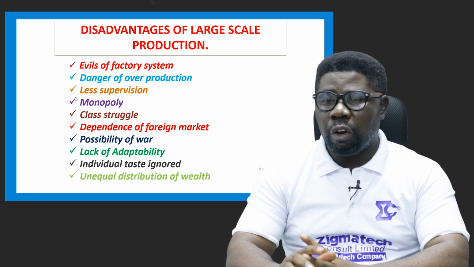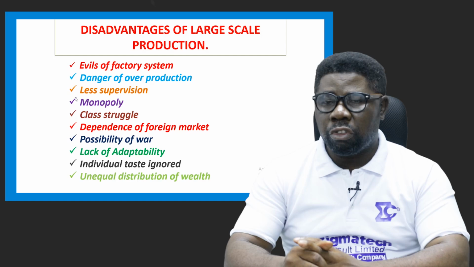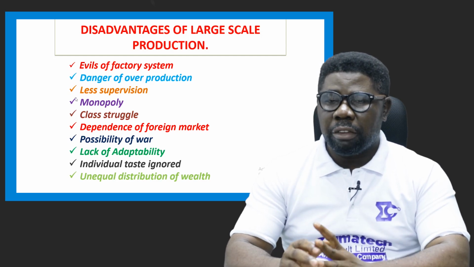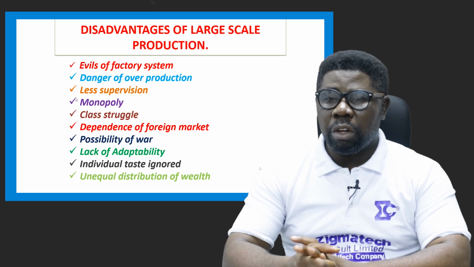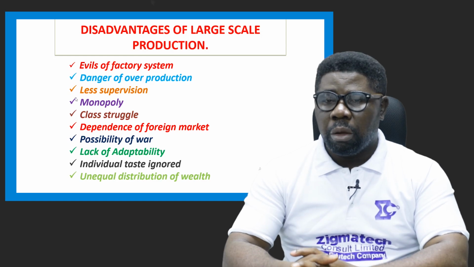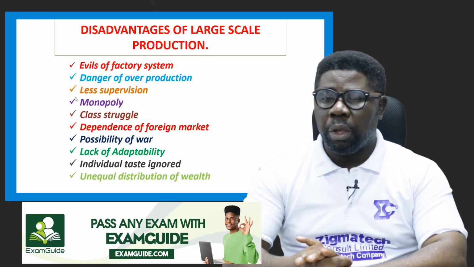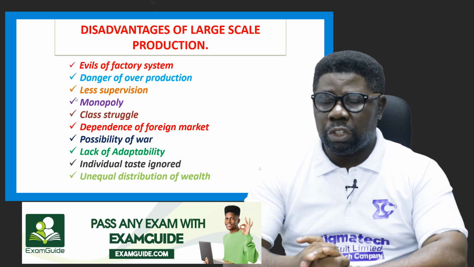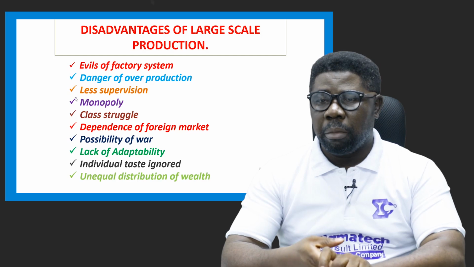The opposite side of these advantages include the following. Evils of factory system. Pilfering, all right, mismanagement, carefree, lackadaisical attitude that can halt or disrupt production negatively. That's one of the things. Then we have danger of overproduction. Sometimes there's overproduction because the owner of the business may want to cash into what? Large-scale production, not knowing that the market is dropping. So before you know, they have overproduced. Then less supervision. When there's less supervision, things go wrong, okay? This is a disadvantage of large-scale production.